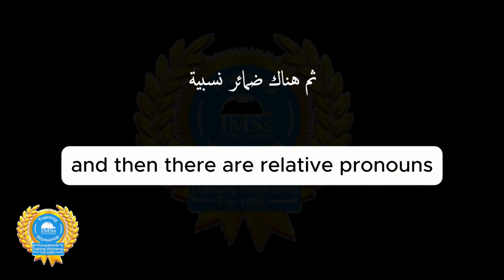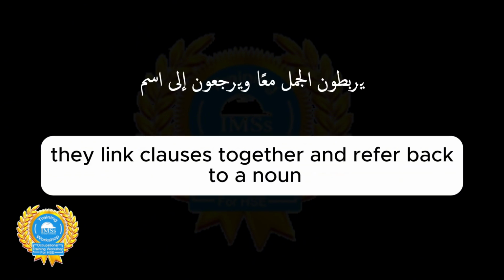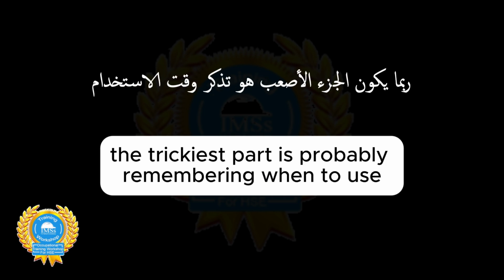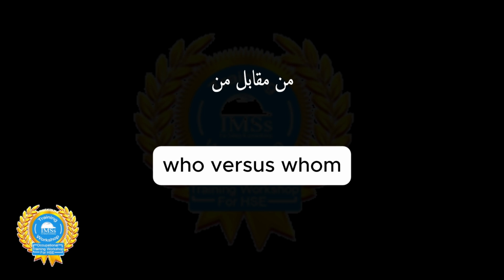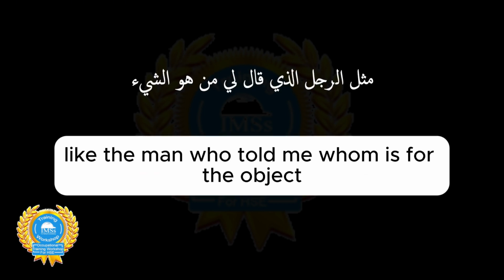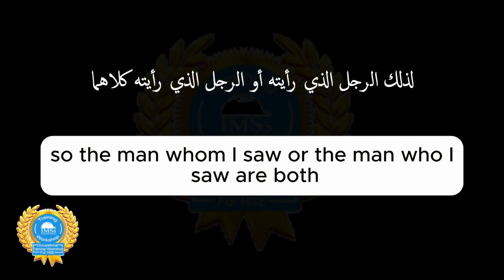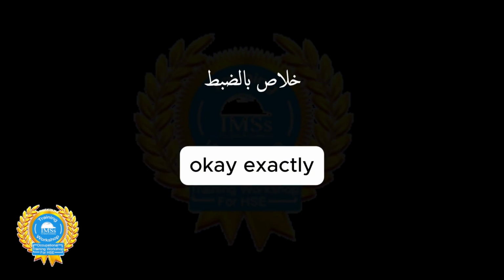And then there are relative pronouns. I always have to think a little harder about these. They link clauses together and refer back to a noun. The trickiest part is probably remembering when to use who versus whom. Who is for the subject of a verb, like the man who told me. Whom is for the object, although nowadays people often just use who in most cases. So the man whom I saw or the man who I saw are both okay.